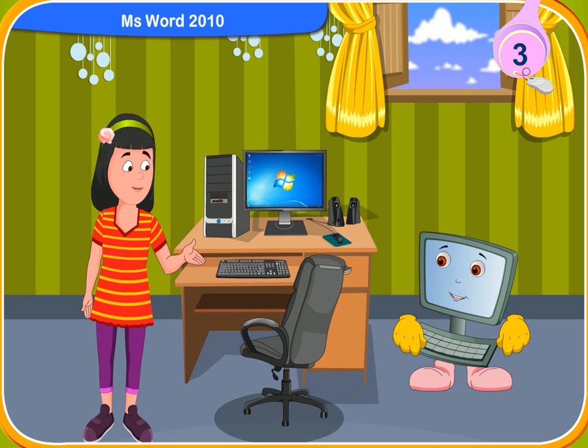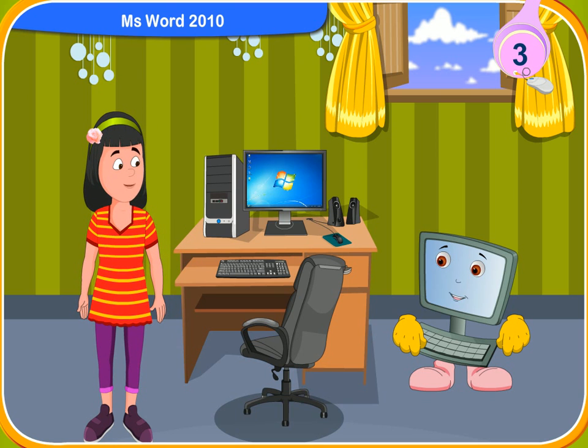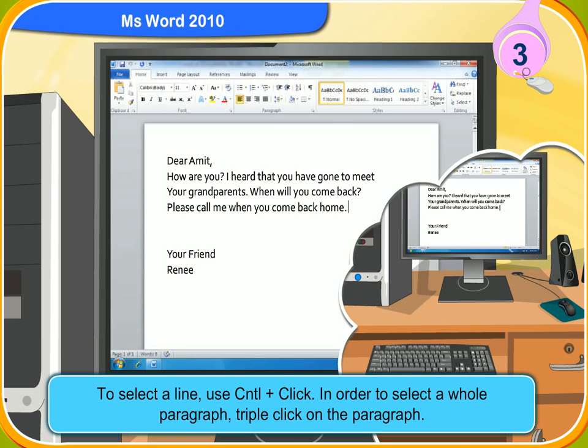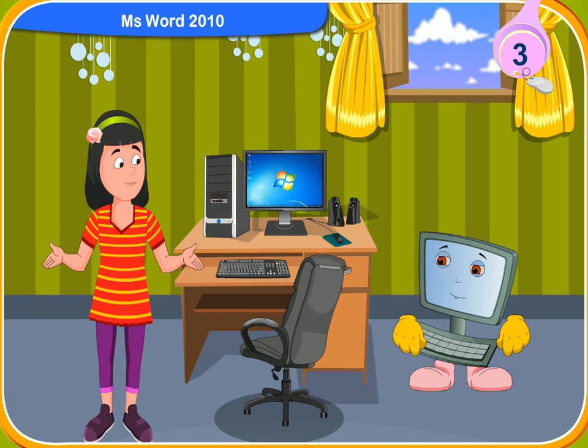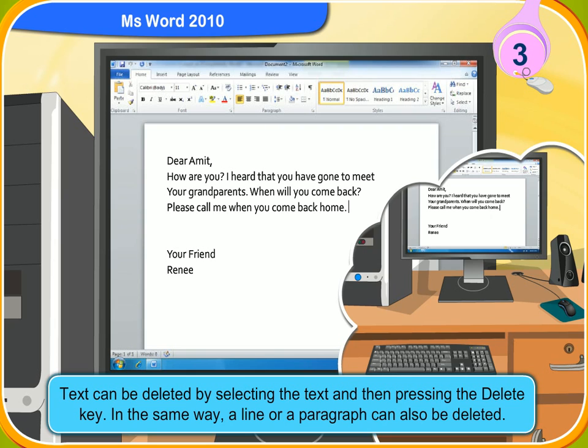So each time I press the Enter key, a new line appears. Yes, Rennie. And if you wish to select a line, you can use Ctrl plus click. In order to select a whole paragraph, triple click on the paragraph. How can we delete text? Text can be deleted by selecting the text and then pressing the Delete key. In the same way, a line or a paragraph can also be deleted.